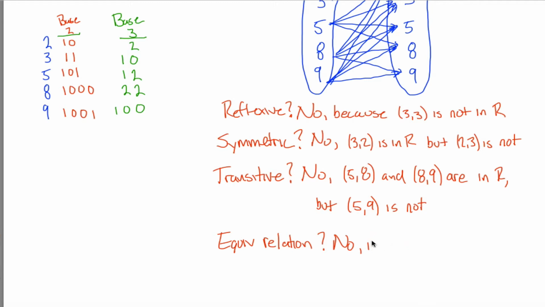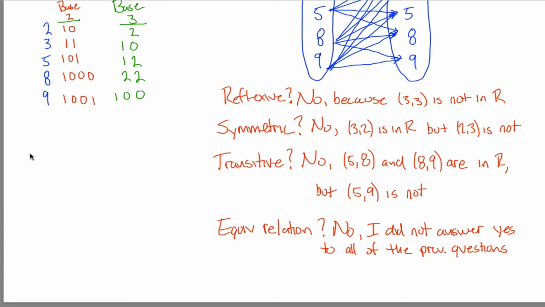Maybe that's more clear. No, I did not answer yes to all of the previous questions. Again, to be an equivalence relation, it must be reflexive, symmetric, and transitive. It is certainly not all of those things. So it's not an equivalence relation.